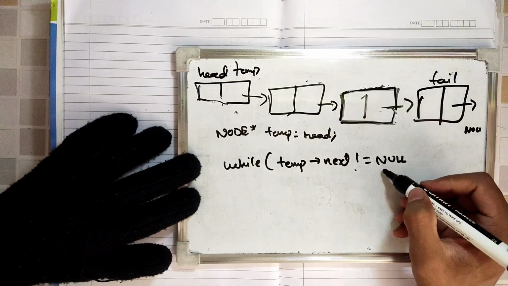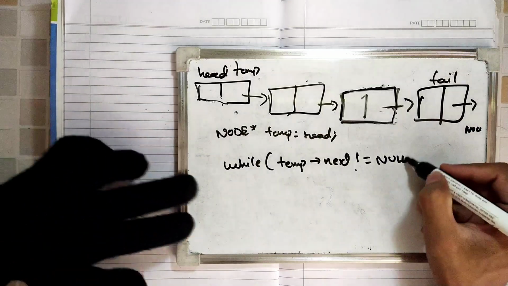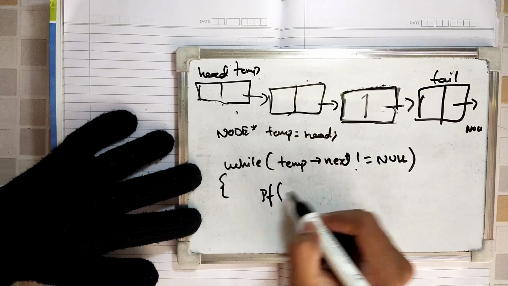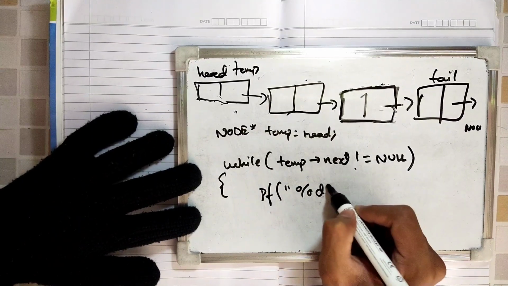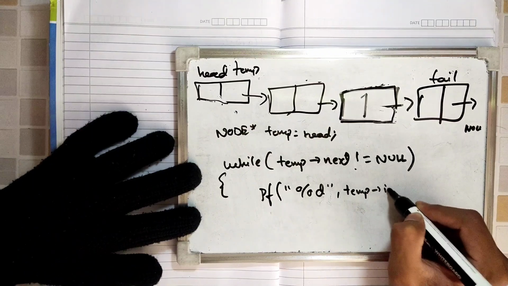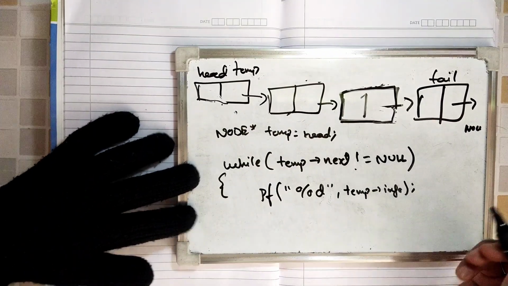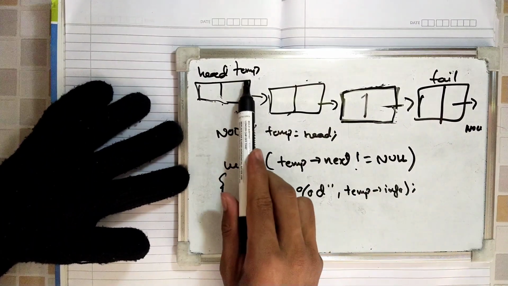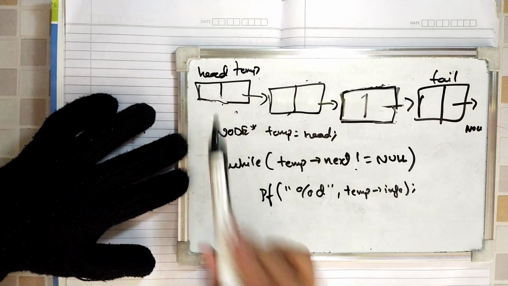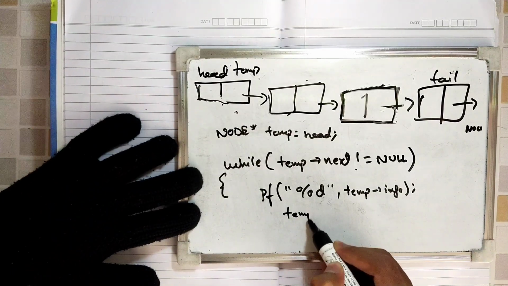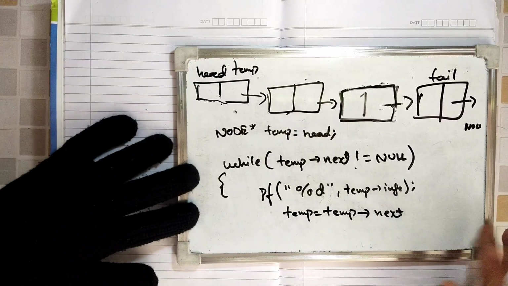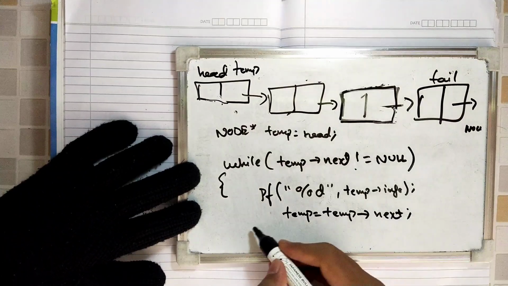So I want to bring my temp till the last place. Then open the bracket. First what will I do? Printf statement. You write %d, and here temp of info I will write. First I am displaying. See here, before traversing my temp to the next place, I am first displaying the content of temp, the content of head. Then temp equals temp of next. This while loop is over.